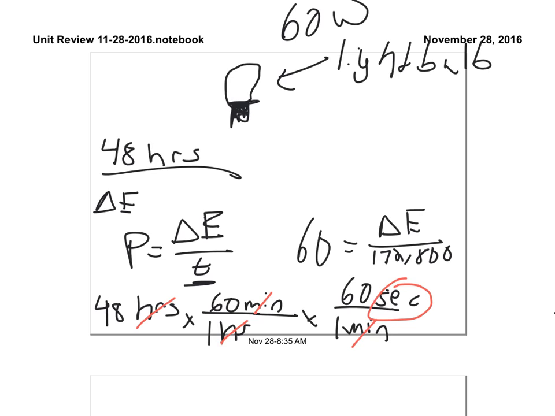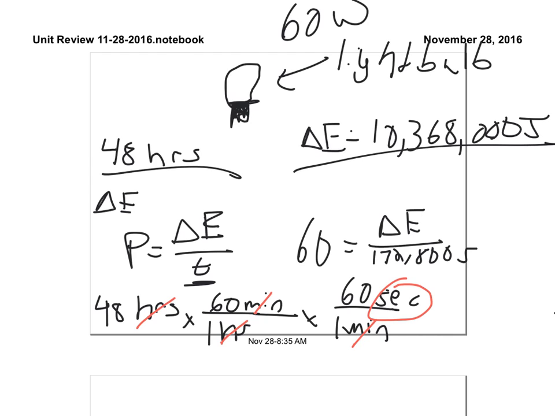So that is my time, in seconds here. So if I multiply 60 by that number, I should get my joules out. And it is a change of energy. I used up 10,368,000 joules of energy. That is a whole lot.